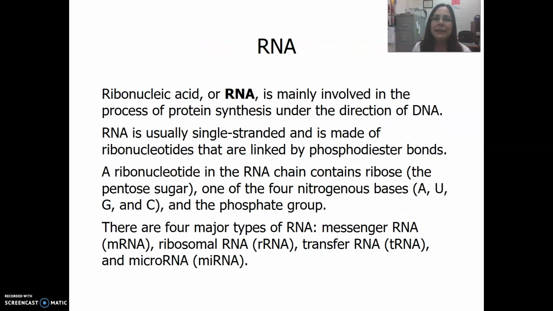RNA is only a single-stranded molecule, and it is composed of the bases A, G, C, and U. And with RNA, there are actually four major types of RNA. I'm sorry, I've always taught that it was three. There is messenger RNA or mRNA, there's ribosomal RNA, rRNA, and then there's transfer RNA or tRNA.